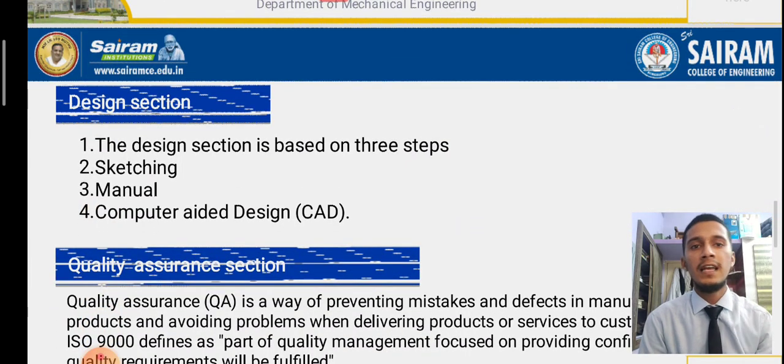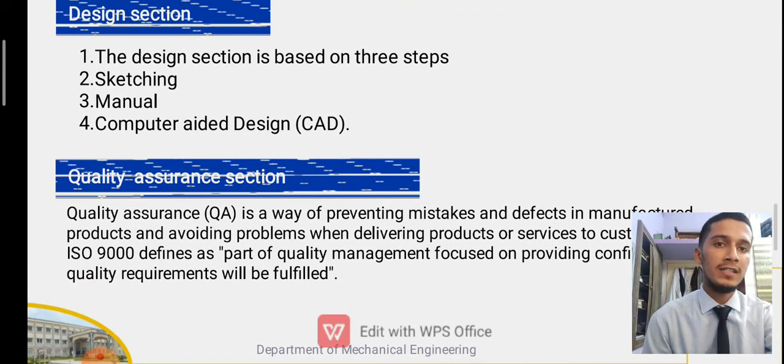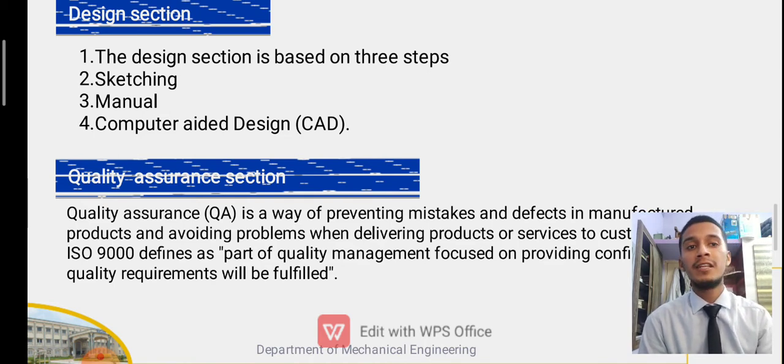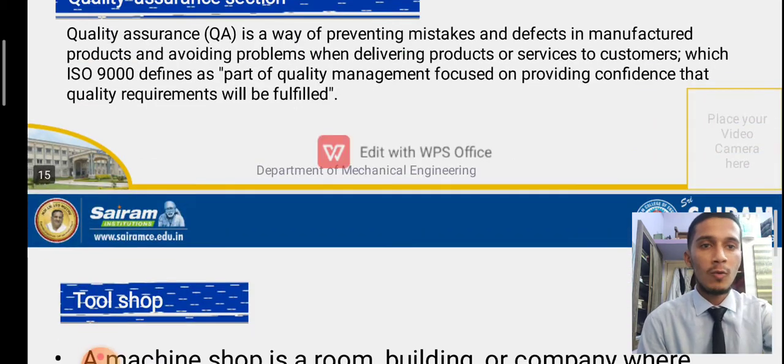Design section. The design section is based on three types, mainly sketching, manual, and operating computer-aided design, that is CAD. Quality assurance section. Quality assurance, QA, is a way of preventing mistakes and defects in manufactured products and avoiding problems in delivering products or services. This is the main thing of the quality assurance section.